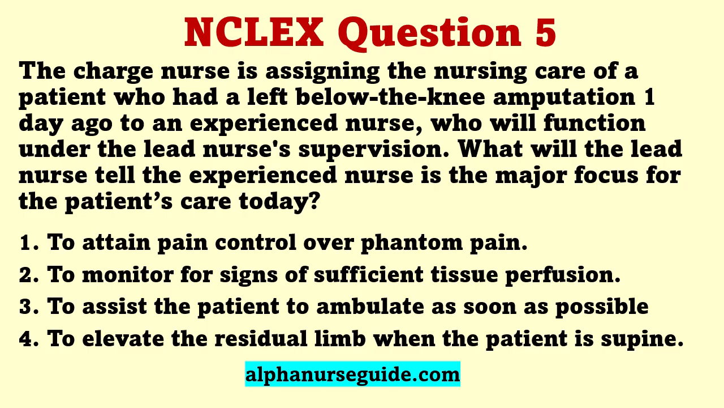The correct answer is 2. To monitor for signs of sufficient tissue perfusion. Rationale: Monitoring for sufficient tissue perfusion is a priority at this time. Phantom pain is a concern, but is more common in patients with above-the-knee amputations. Early ambulation is a goal, but at this time, the patient is more likely to be engaged in muscle-strengthening exercises. Elevating the residual limb on a pillow is controversial because it may promote knee flexion contracture.